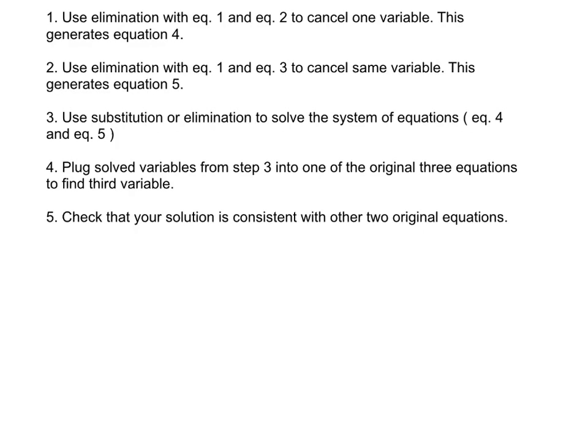The process of solving a system of equations is a 5-step process when you're dealing with 3 variables. The first step is that we take equation 1 and 2 and we cancel one variable with that. The second step is we take equation 1 and 3 and we're going to cancel the same variable.